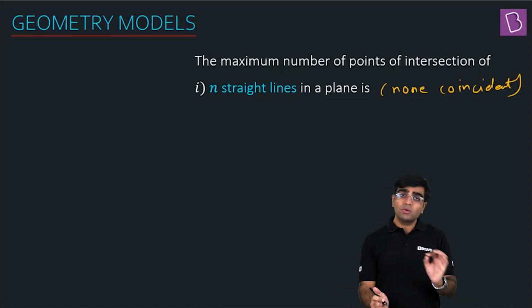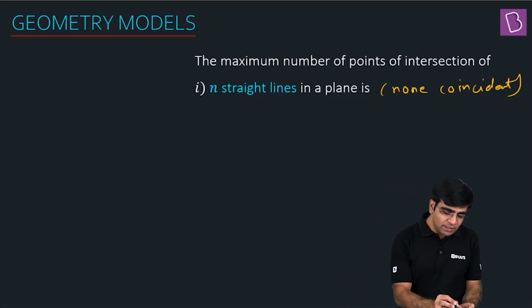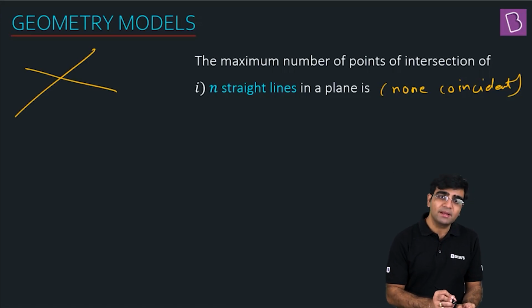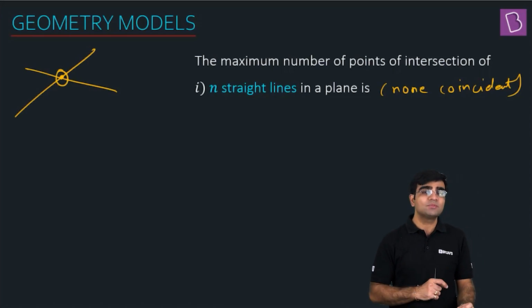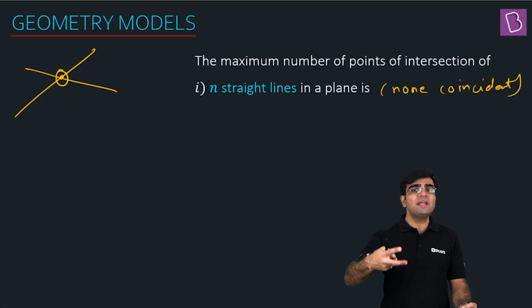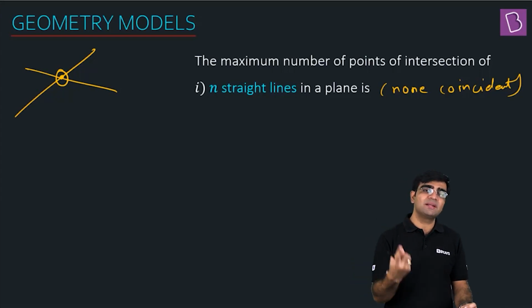Perfect. So if I want the maximum number of points of intersection, can you see, if I take up one line and then another line, every two lines will give me one intersection point. That's it. So how many intersection points? The way you choose any two lines, you will be generating one intersection point.